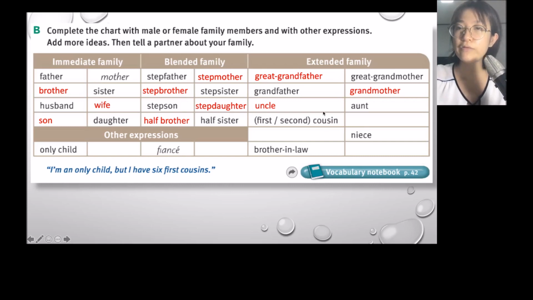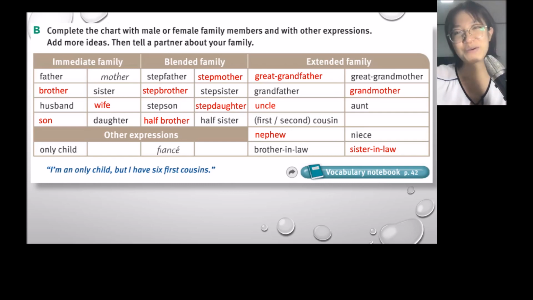And then, if your brothers and sisters or cousins have their own children, the children become your niece and nephew. Okay, niece and nephew. Boy is called nephew, girl is called niece. And then the husband of your sister, okay, is called your brother-in-law. And the wife of your brother, okay, becomes your sister-in-law.